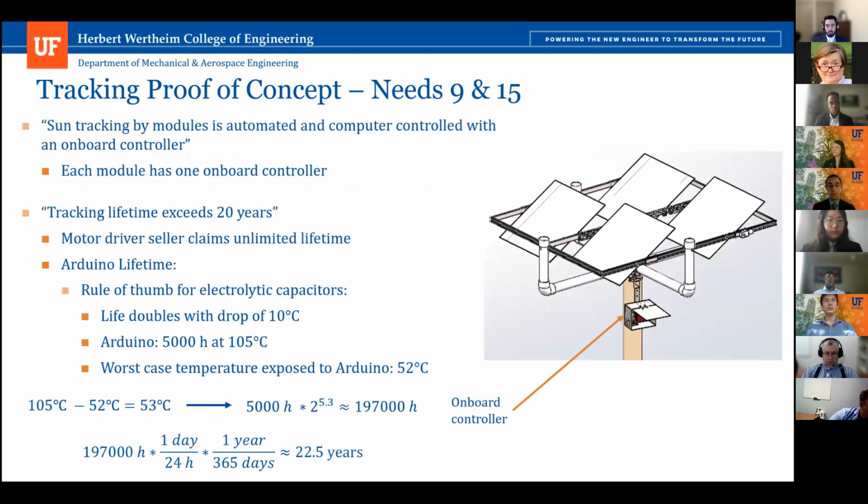Each module will be able to have a single tracking subsystem bolted onto the wooden post, which will be close to the ground after the post is driven into the ground and covered mostly by the mirrors, ensuring that it will remain out of the sun as much as possible. The life of the tracking subsystem exceeding 20 years was proven with the specifications of the motor drivers and from the rule of thumb lifetime for electrolytic capacitors, which are inside the Arduino.